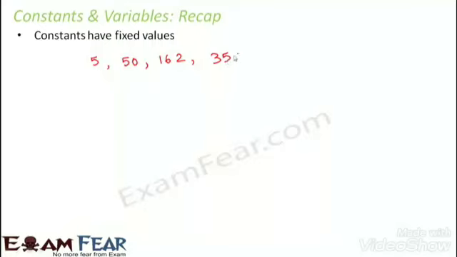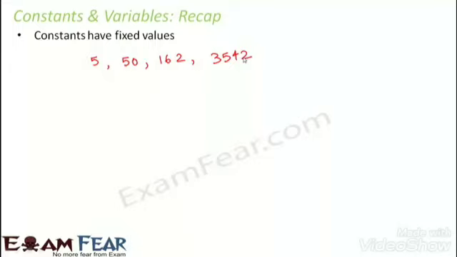Constants and variables. I'm sure that you all know what they are, but still we will have a quick recap. So constants are those values which have a fixed value of their own. So these are basically the numbers. For example, you talk about numbers like 5, 50, 162, 3542. Now each of these are numbers, and when you say numbers, they always have their own value.